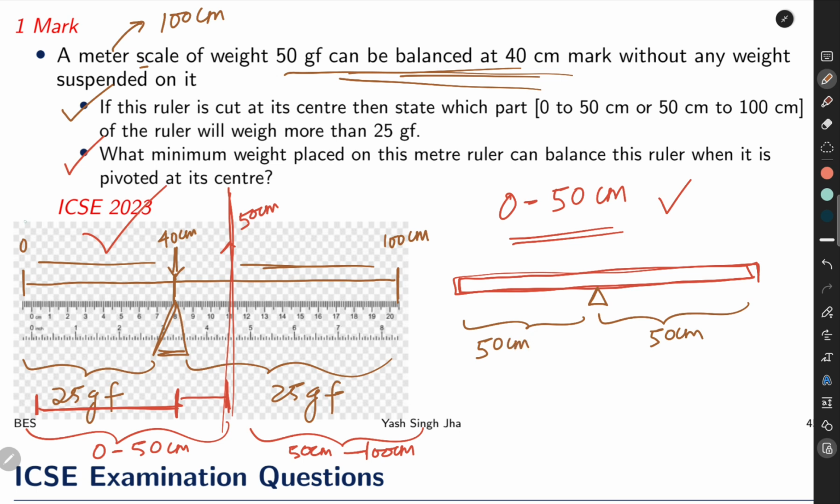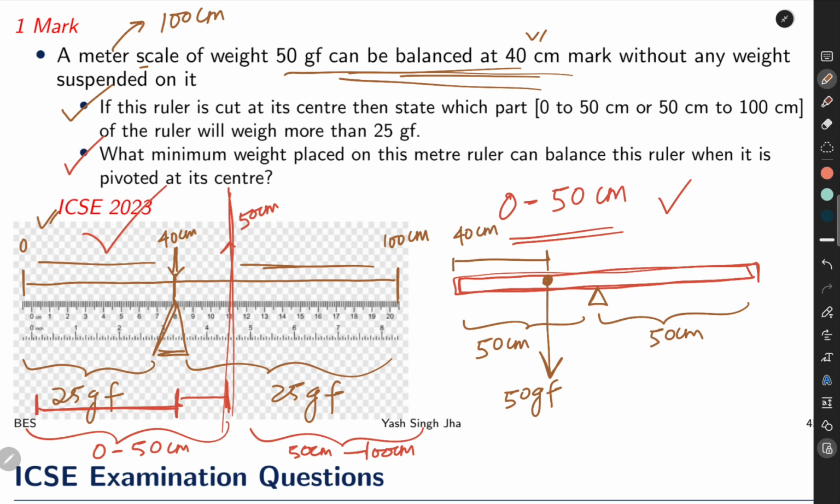From this definition that it can be balanced at 40 centimeter mark, we know that the center of gravity is at 40 centimeters. If it's not clear, please visit the lecture that I gave earlier or this video itself, or just ask me personally. Center of gravity is at 40 centimeter mark. The weight is 50 GF, and this is 40 centimeter.